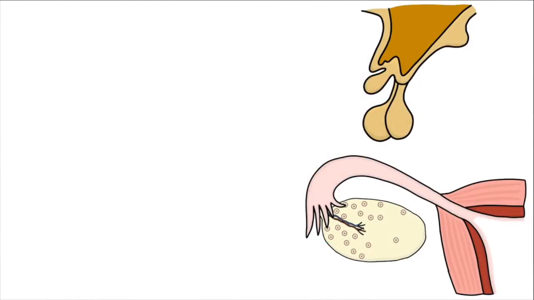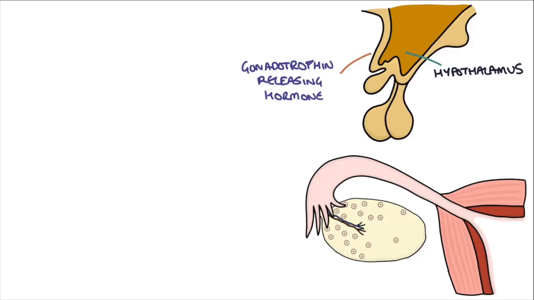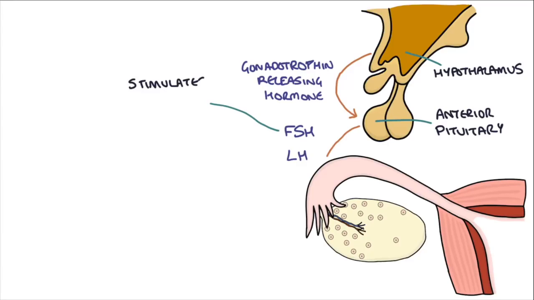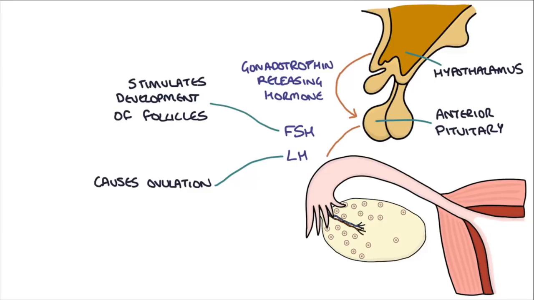So let's start at day one of the menstrual cycle. At the very top, the hypothalamus kicks everything off by releasing gonadotrophin-releasing hormone. This hormone's pretty self-explanatory. It does what it says on the tin. It causes the release of gonadotrophins, or follicle-stimulating hormone and luteinizing hormone, from the anterior pituitary gland. The main job of FSH is to stimulate the development of the follicles, as the name would suggest, and the main job of LH is to cause ovulation.